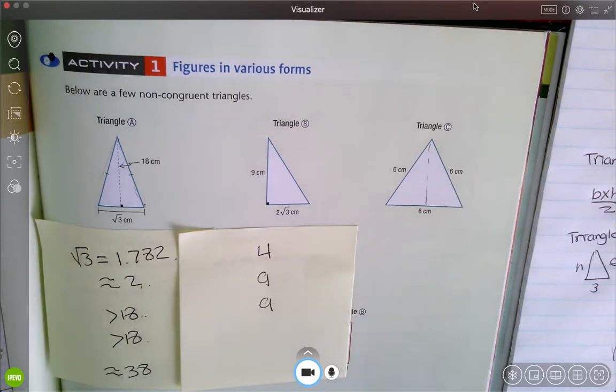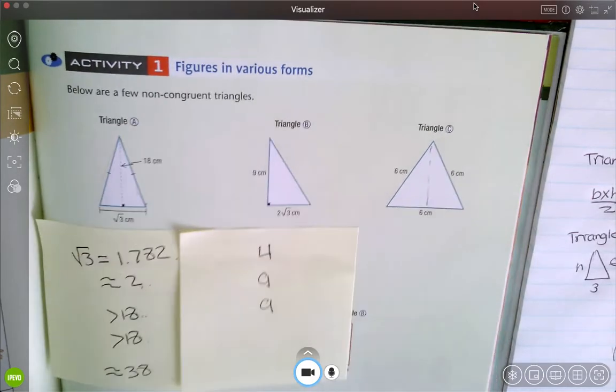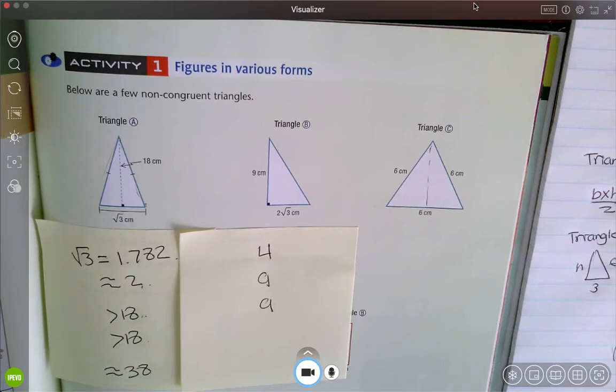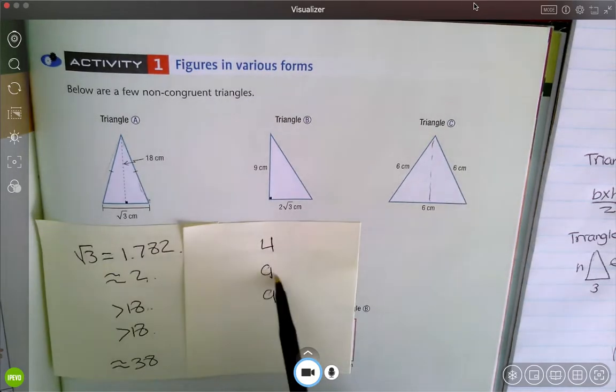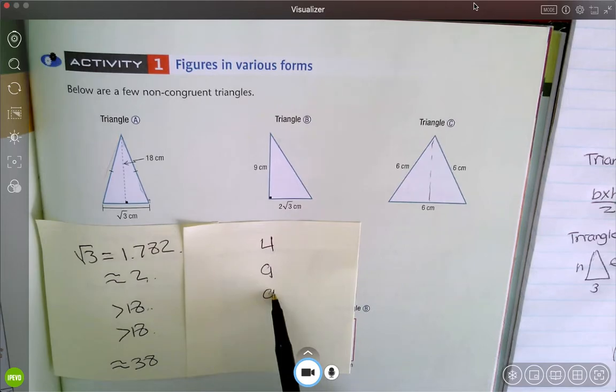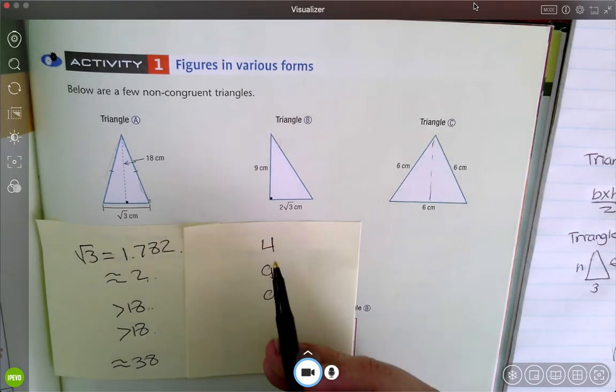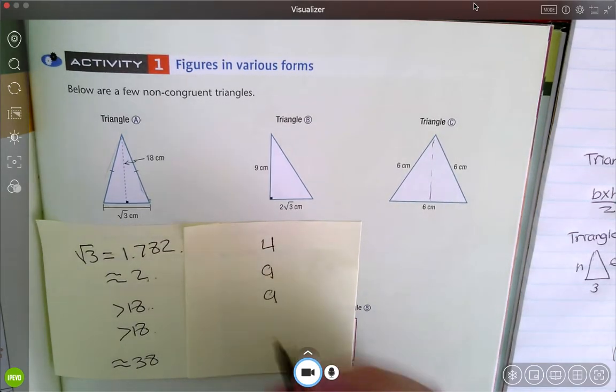Okay? So do you see how I say the hypotenuse has to be at least 9? It's obviously more than 9, right? But I'm trying to just estimate here. So 9 plus 9 is 18, 18 plus 4 is 22, so about 22.